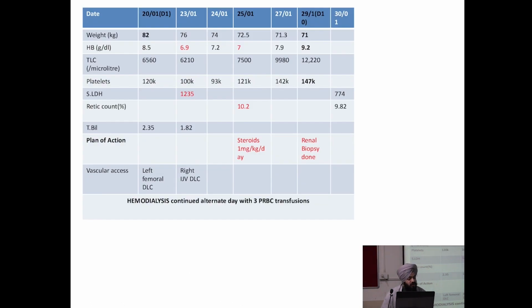As you can see, the patient presented to us with a weight of 82 kgs. Hb at that time was 8.5, platelets 1,20,000. At that time, we initiated the patient on hemodialysis on an alternate day basis. Initially, the patient was given continuous dialysis for early stabilization of the fluid overload, and 3 units of PRBCs were transfused. Over time, when the patient actually got stable, we planned for renal biopsy.